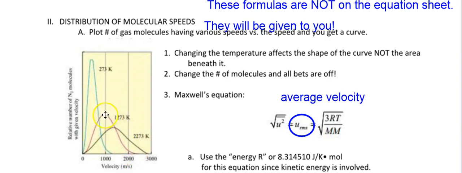We still have a peak here at around 1,000-ish, but you have more that are going faster and more that are going slower. And as we heat it up even more, we have a peak maybe around 1,500 or maybe 1,300, something like that, at a higher temperature. But again, they're all spread out. So this is what I would like to make an analogy of, okay?